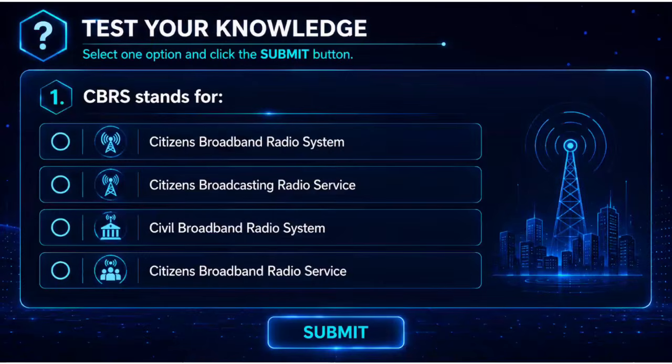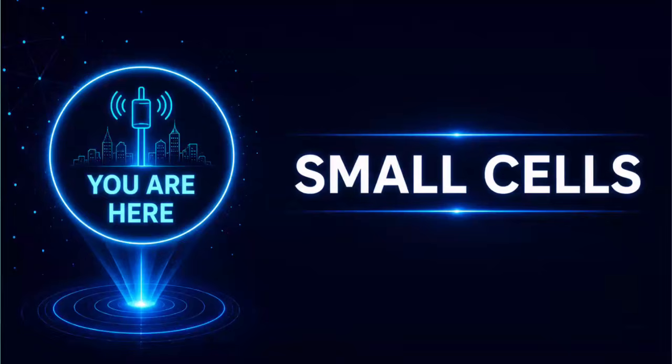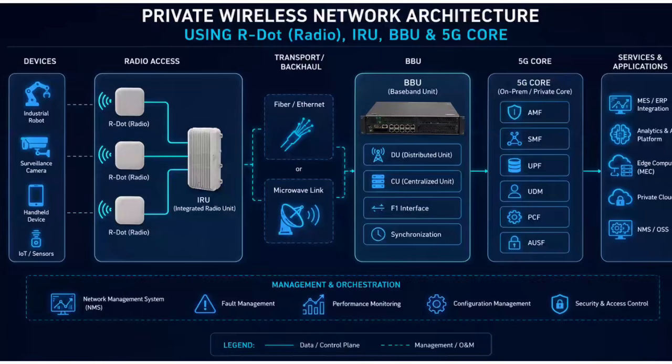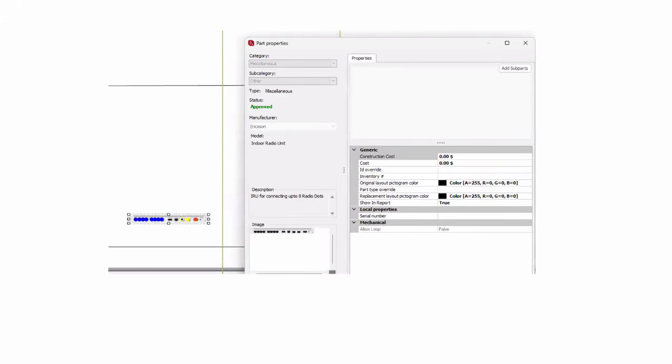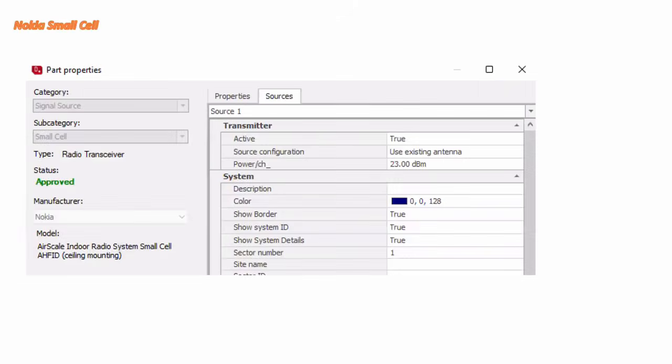So these things we have already discussed in our previous sessions. We have checked dB, dBm, and how to find that, and we have checked the real world example of small cells, the Ericsson small cell Radio Dot, and we have checked the Nokia Airscale as well, right? And we have seen how to design these things in the design tool, right?